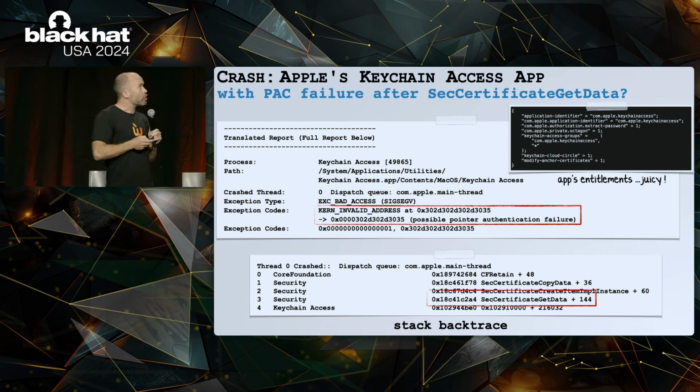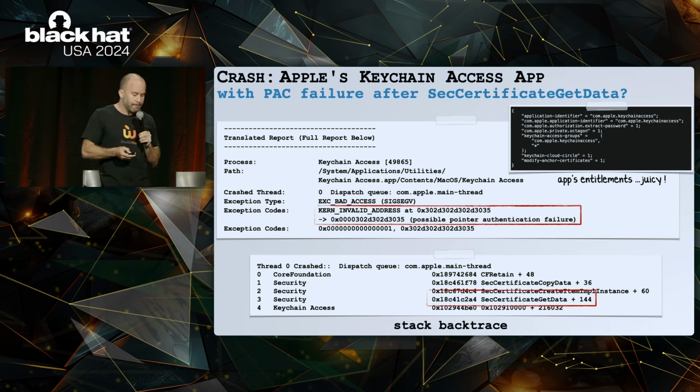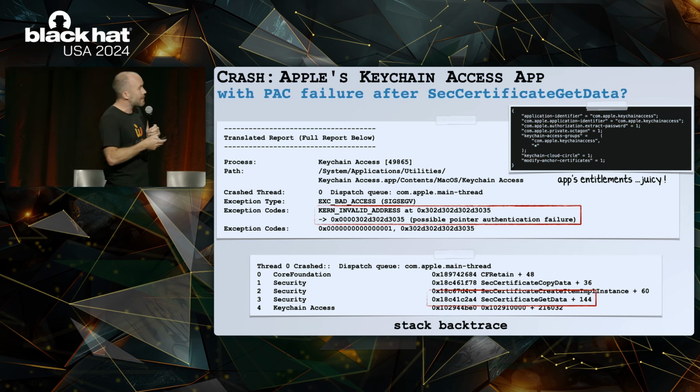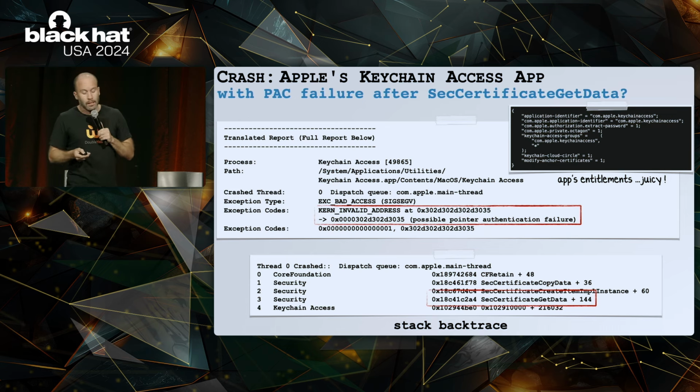And to me, it was interesting because the Keychain Access application has the access rights to everything in the keychain, which includes your passwords, your certificates, and all other things. So if we look at the stack backtrace in the crash report, we can see that it starts with a bunch of calls to various Apple security APIs, including the certificate get data.